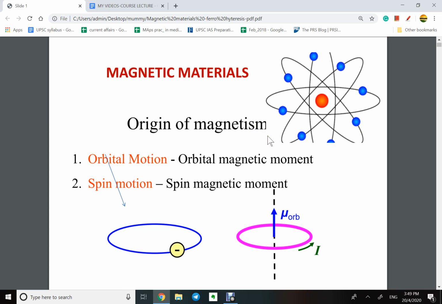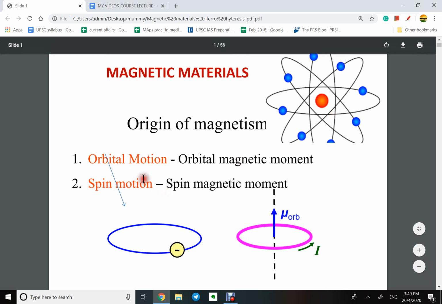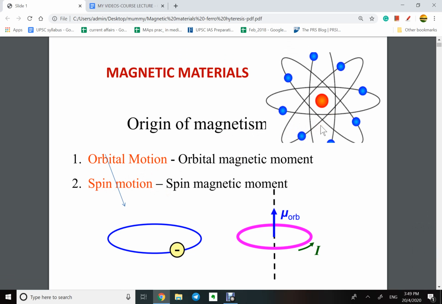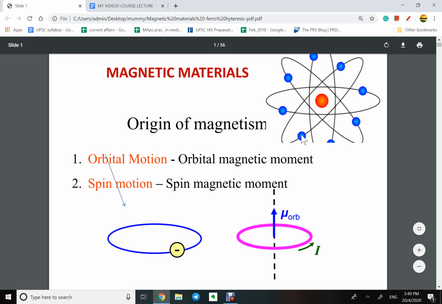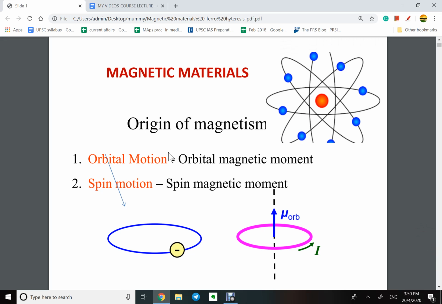The origin of magnetism is due to two types of motion of the electron. One is the orbital motion of the electron, the other one is the spin motion of the electron. This is the orbital motion of the electron. In addition to this, electrons spin about their own axis while they revolve around the nucleus in an orbit. So due to these two types of motions, we get magnetism in a material.